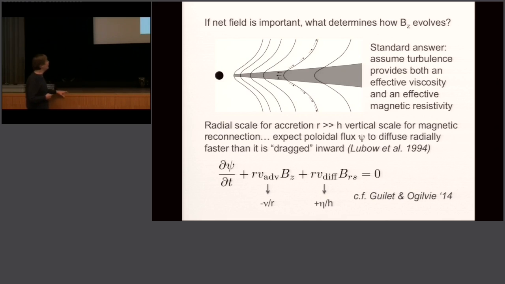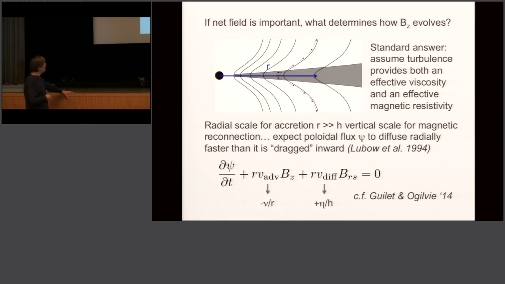Okay? So this is a case, again, where there's a standard answer, but where, of course, it's not completely clear whether that standard answer encapsulates all of the physics. So the standard answer is that here we have this disk threaded by a net field, and we assume that there is some turbulence within the disk, which provides both an effective viscosity, which is causing the material in the disk to flow towards the star, and also an effective magnetic resistivity, which would allow magnetic field lines to reconnect in this magnetic structure.